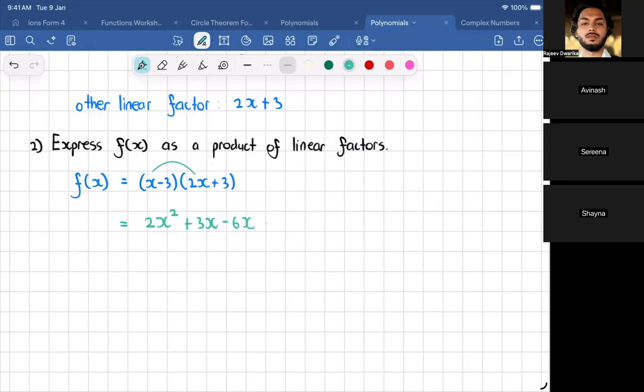Positive 6. No, positive. 9. You're multiplying a negative by a positive number, so negative 9. Right. So you're going to end up with 2x squared. 3x minus 6x is what? 3x minus 6x is minus 3x. Notice that the takeaway is more than the add, so you end up with a negative answer.